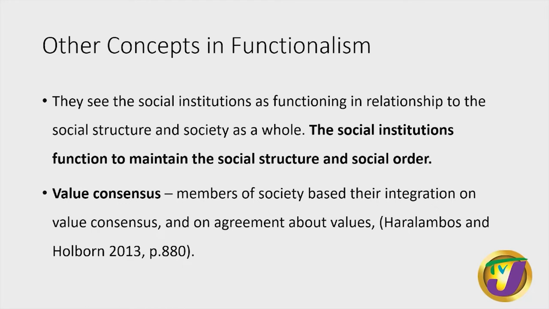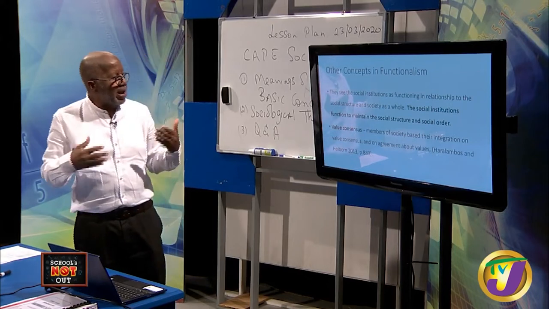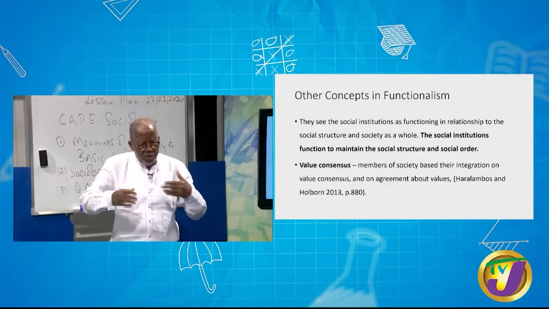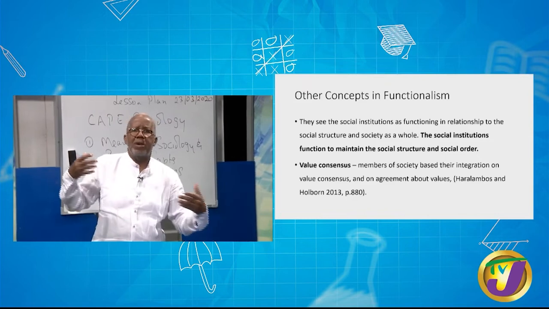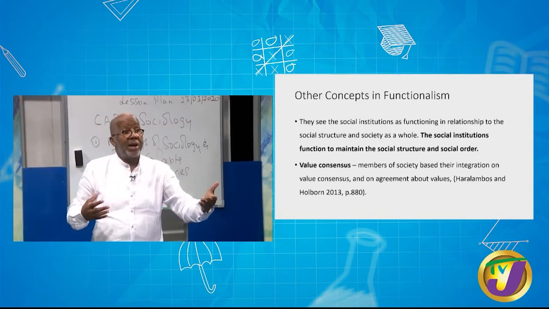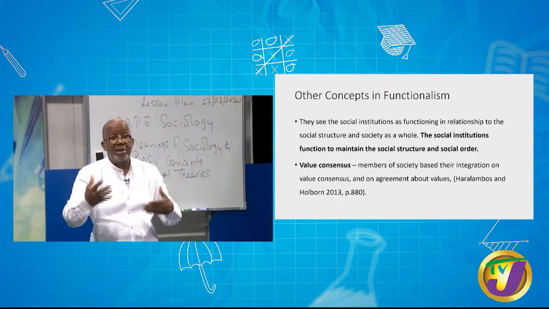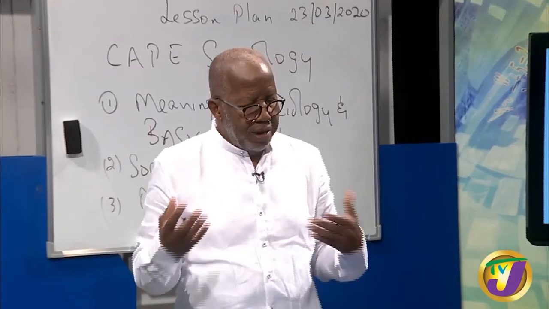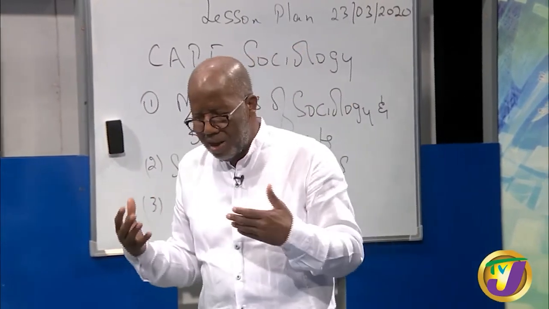So the functionalists speak, in terms of Talcott Parsons, of value consensus. Members of society base their integration on value consensus and an agreement about values. We all tend to agree on the basic values in society: yes, we value a house, yes, we value a car, we value children, we value the elderly, and we want to ensure that we do not infect them with COVID-19, because we value them and want them to remain with us as long as possible. And so, value consensus. Following from value consensus is social conscience.